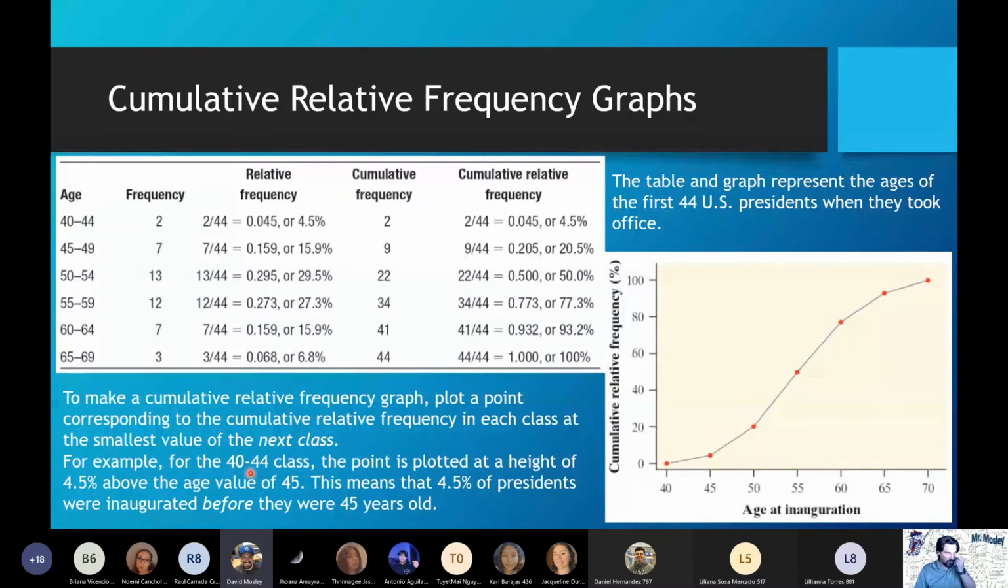For example, for the 40 to 44 class, the point is plotted at a height of 4.5% here, above the age value of 45. Okay, that's this one here. Okay. This means that 4.5% of presidents were inaugurated before they were 45 years old. So again, this goes back to, with our percentiles, the less than aspect of it. This point that resides at 45 is saying that 4.5% of our values are less than 45.